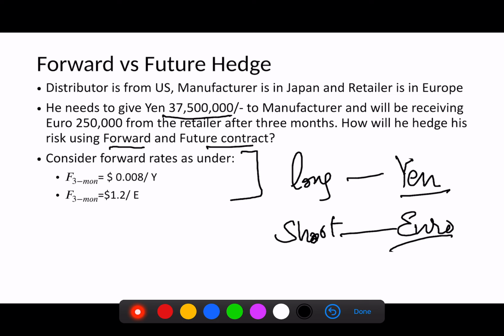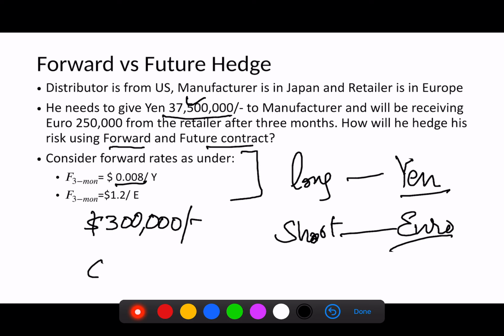37,500,000 Japanese yen, because this is what you eventually need to pay to the manufacturer. So if you simply multiply this 37,500,000 with this rate, you will get $300,000. So you will enter into one forward contract, where you will be buying the Japanese yen and paying the $300,000, right?